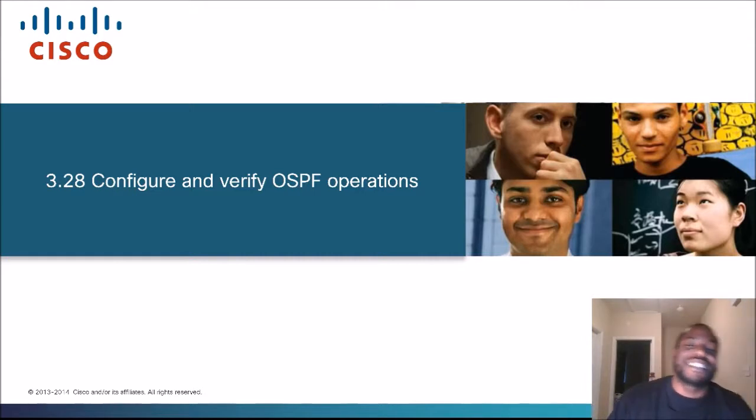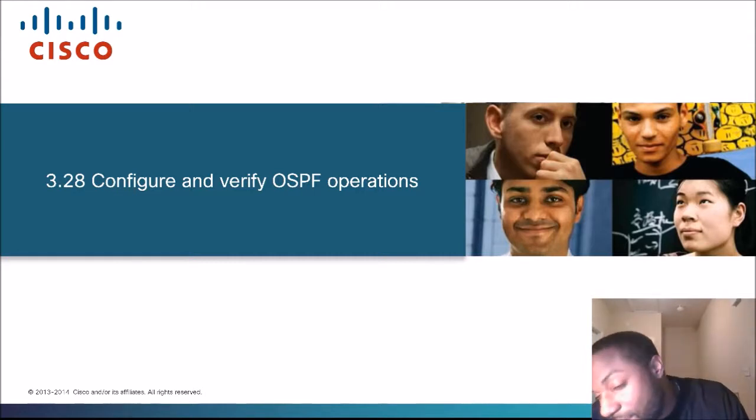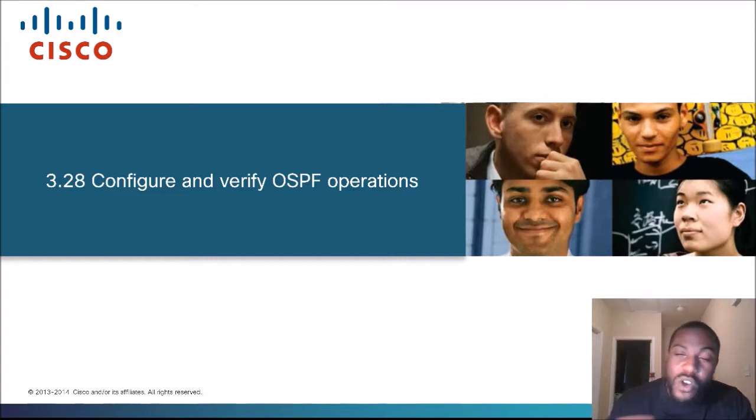Today's topic is section 3.28, configure and verify OSPF operations. This blueprint is really funny because it seems like we've covered this already, but nonetheless, we are going to configure and verify OSPF operations. This is a topic in the CCNP ROUTE exam. It's going to be known as the CCNP Enterprise.